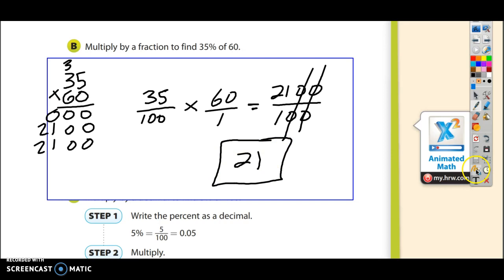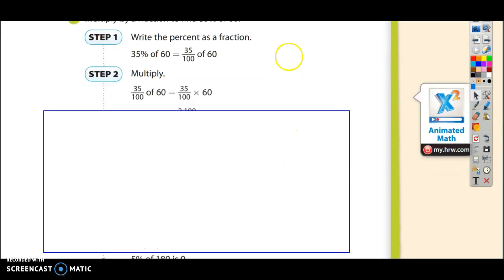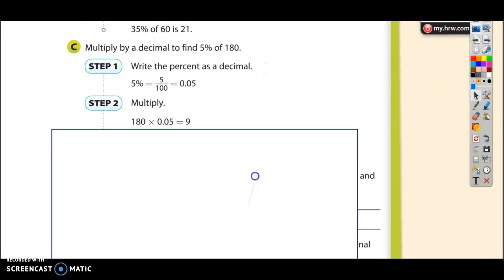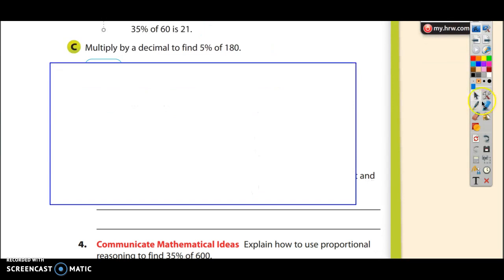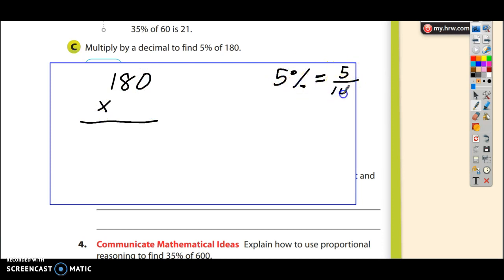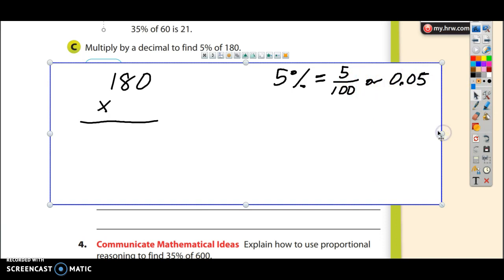While I probably made that seem kind of easy, that's probably not even the easiest way to do it. Our third example, C, is very simple, and this is what most kids choose. It says multiply by a decimal. So the whole number is 180, and the percent is 5%. What is 5%? 5% would be the same thing as 5 out of 100, or a 5 in the hundredths place. This is the key right here: 5% is 0.05. So I'm going to multiply 180 times 0.05.